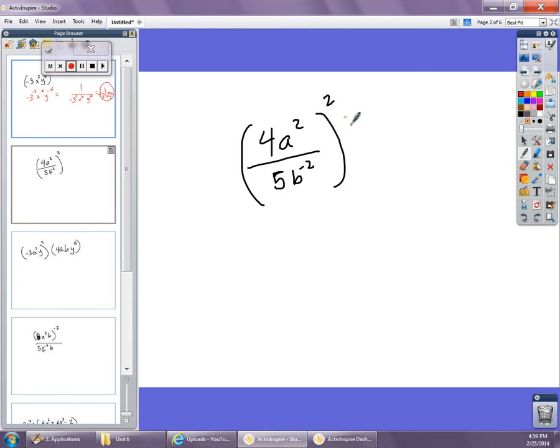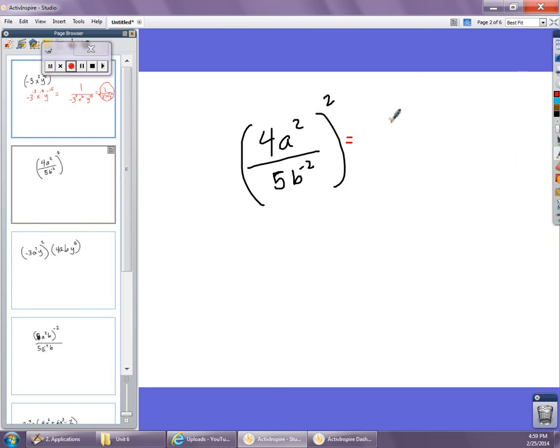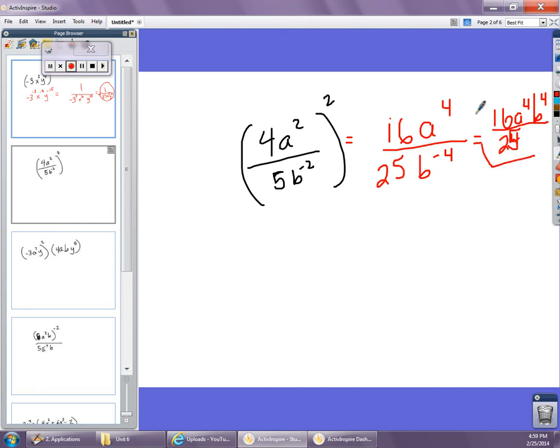Here's the next one. When you have a fraction that's squared, everything, including the numerator and denominator, gets squared. So 4 squared I can actually do. That's 16. A to the 4th. And then 25, b to the negative 4th. The last step is that the negative exponent is going to flip back to the top. And 16 over 25 cannot be reduced. So there's your final answer.